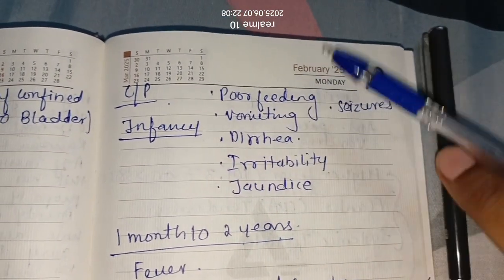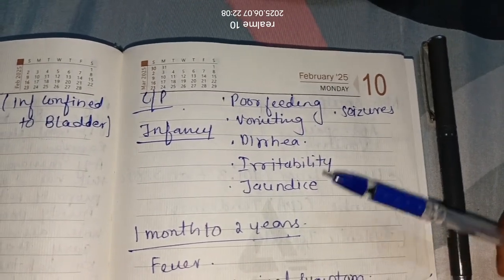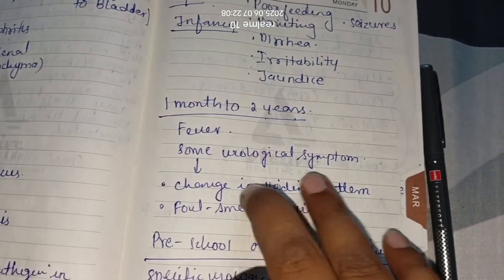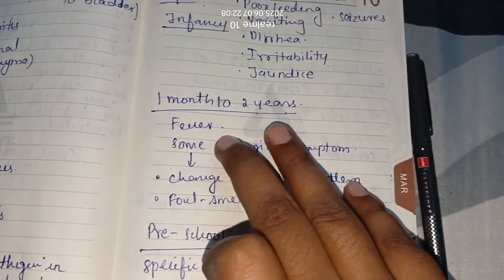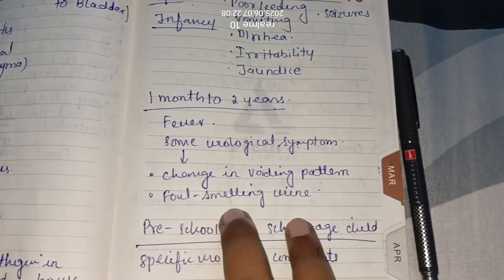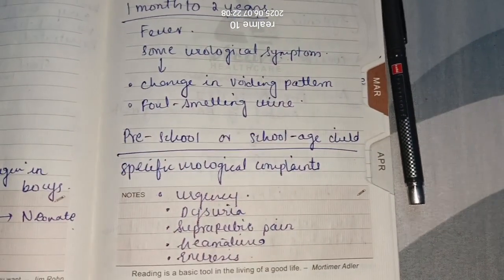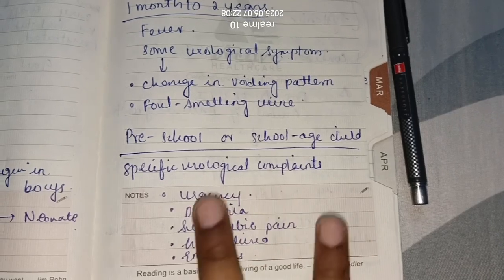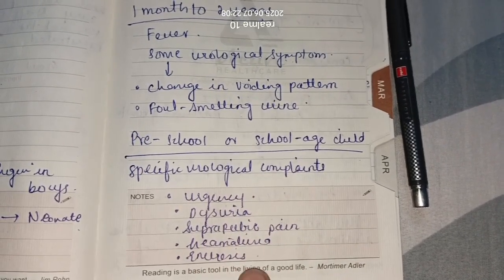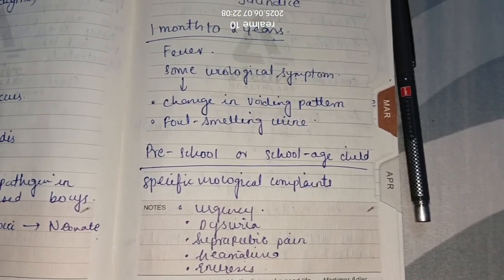Now the clinical presentation in infants. The clinical presentations are as follows: poor feeding, vomiting, diarrhea, irritability, jaundice, and seizures. These can be present. In babies of 1 month to 2 years, there are symptoms like fever and some urological symptoms like changes in voiding patterns and foul smelling urine. In preschool and school age children, there are specific urological complaints like urgency, dysuria, suprapubic pain, hematuria, and enuresis.